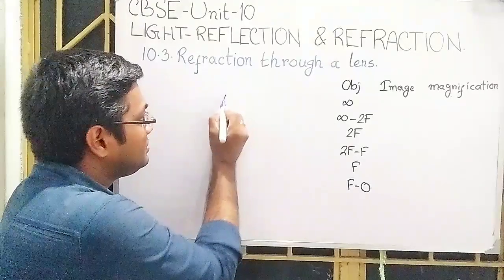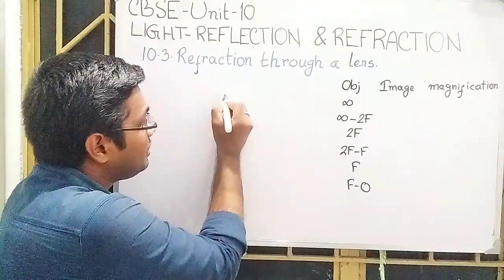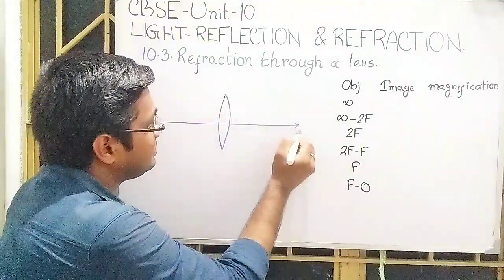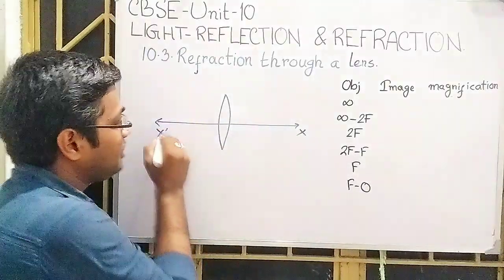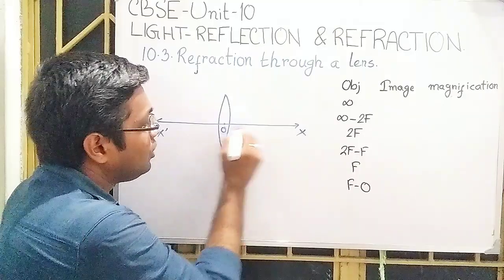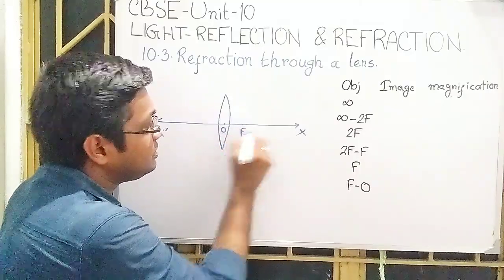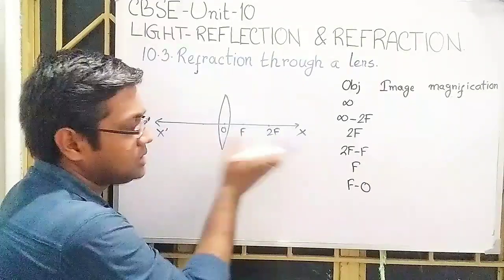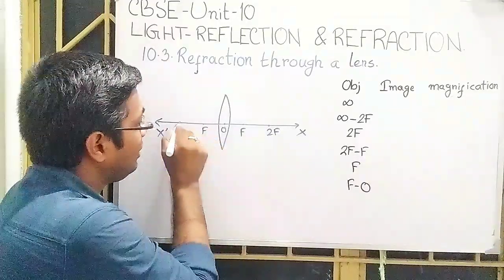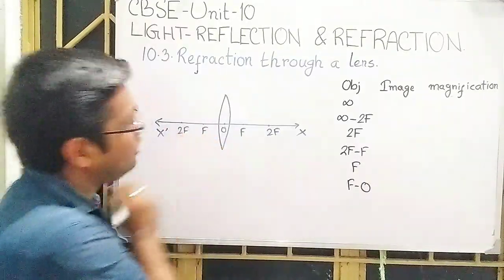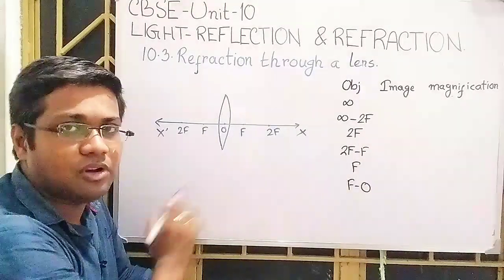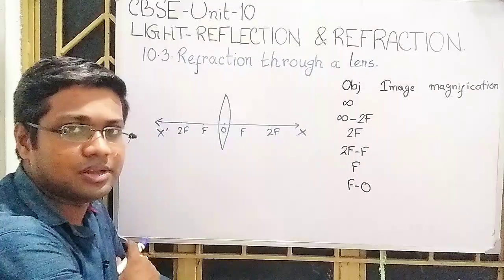Just see here, it is a convex lens, X prime, optical center, F. These are on the image side and these are on the object side. These are the geometrical attributes. You have to draw it wherever you want to draw the image first.